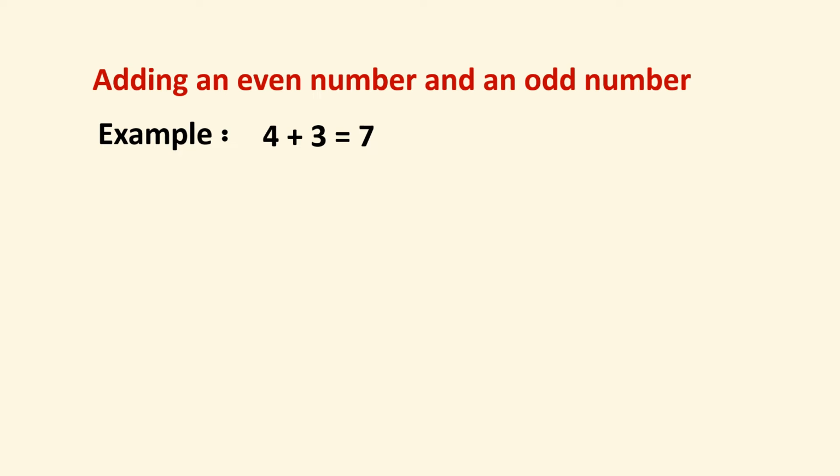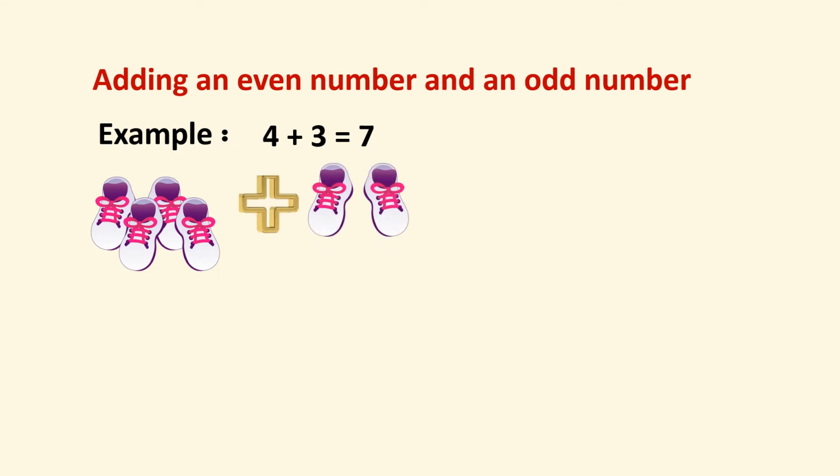This time, what's going to happen? 4 plus 3 equals 7. So once again, I'll indicate these values using my shoes. 4 means 2 pairs of shoes. So we have only pairs. That means 4 is an even number. Plus 3. That means there I have 1 pair and half a pair. That means 3 is an odd number.